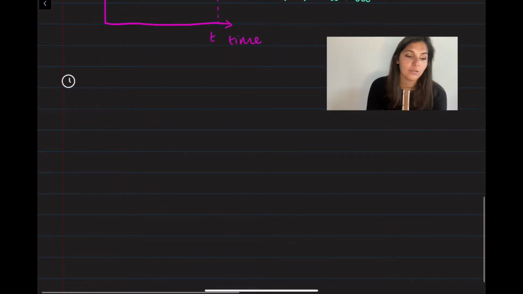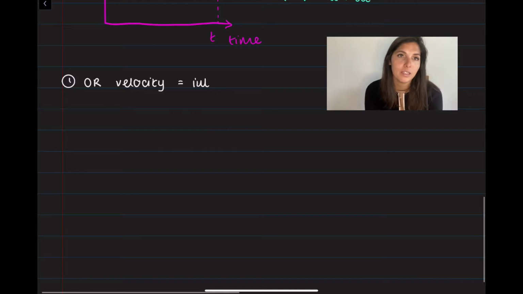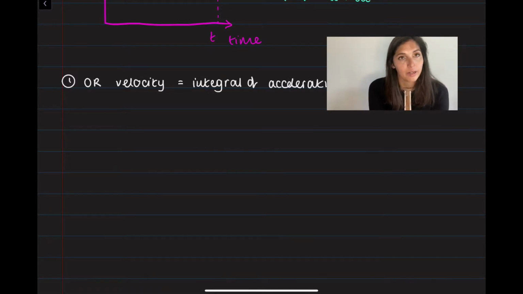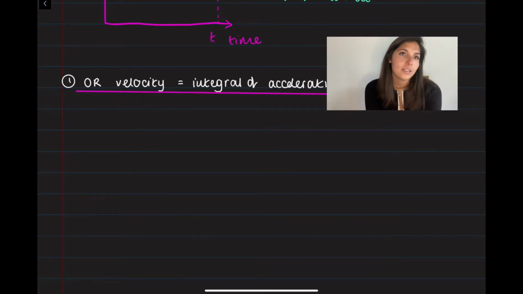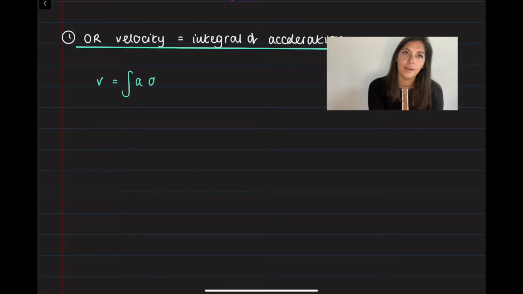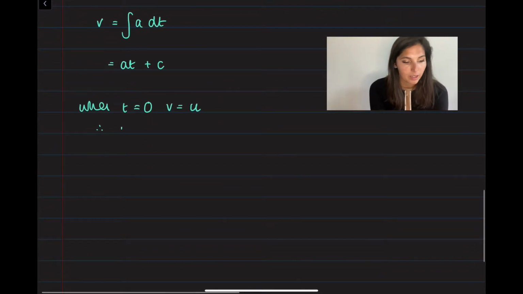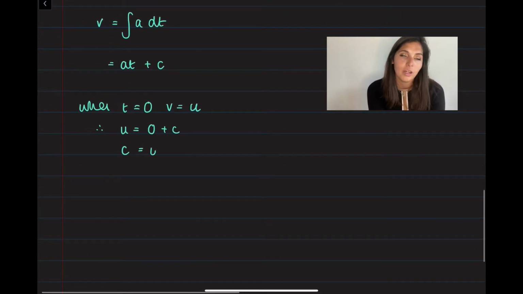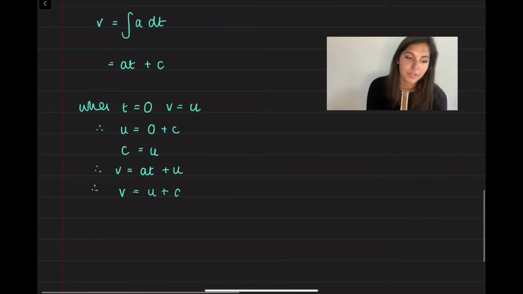The other way I can derive that SUVAT equation is by using integration. I know that velocity is the integral of acceleration with respect to time. So I can apply that, and I also know that the initial velocity is u. So when t equals 0, my velocity is u. That's going to be my integration constant. Then again, I just need to rearrange my equation to get the final formula.